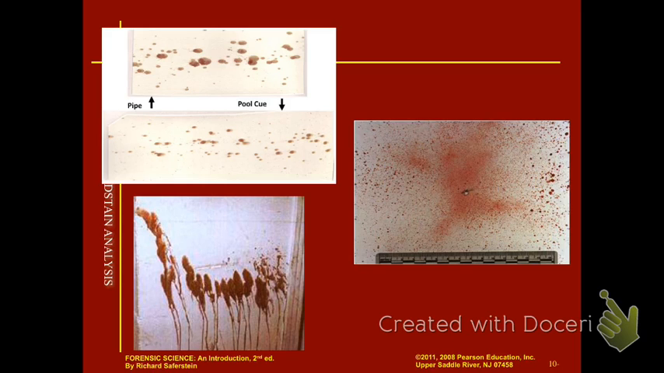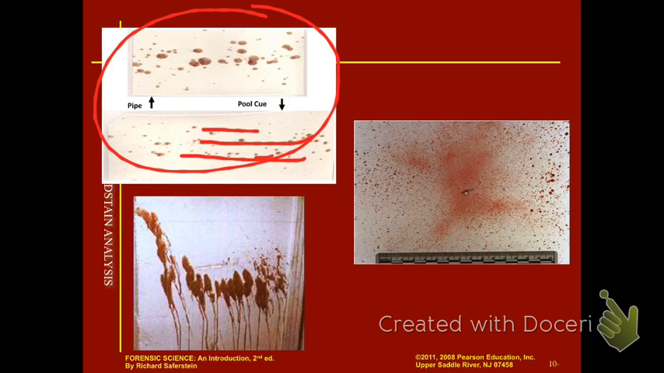So up here in the top left, these are cast-off patterns from a pipe, from a pool cue. You can see these different arcs or lines of the blood droplets. That's what you use to determine the minimum number of impacts or strikes by that object. This is the spatter pattern from a gunshot. You can see the bullet hole here in the middle. And it's almost like a fine mist of blood. So in general, the higher velocity of the impact, the more blood droplets and the smaller they are.